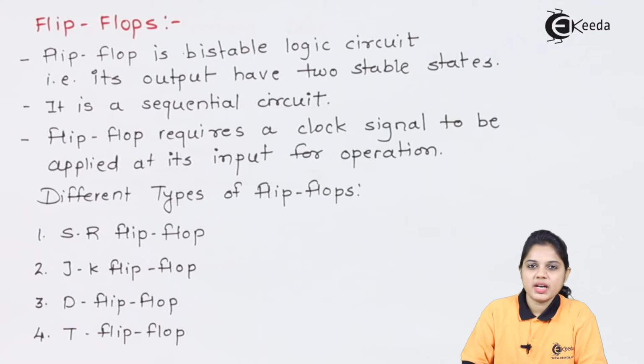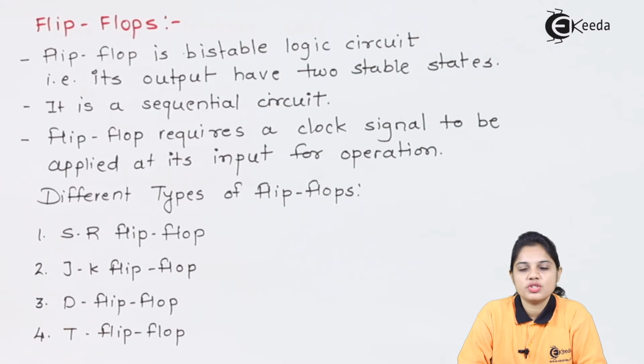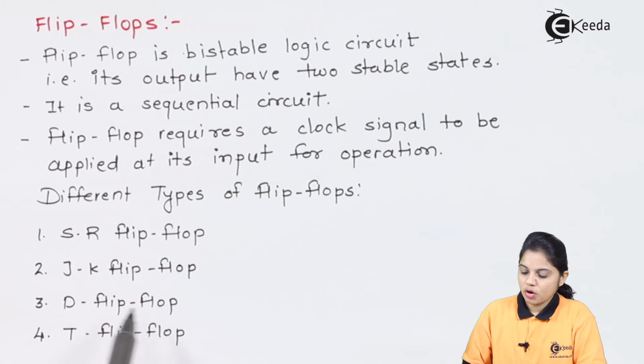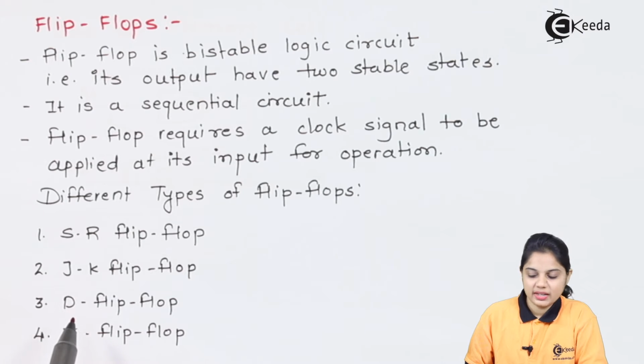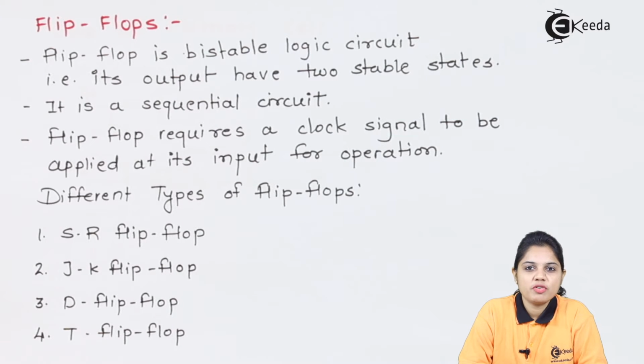Then the JK flip-flop. There are a few disadvantages associated with the SR flip-flop. To overcome these disadvantages, the JK flip-flop has been designed. How the JK flip-flop is designed, we are going to see when we discuss it separately. Then we have the D flip-flop, where D stands for delay or data, and the T flip-flop, the fourth type, that is the toggle flip-flop. These names are given according to their working principle or operation principle. We will discuss each and every flip-flop separately.